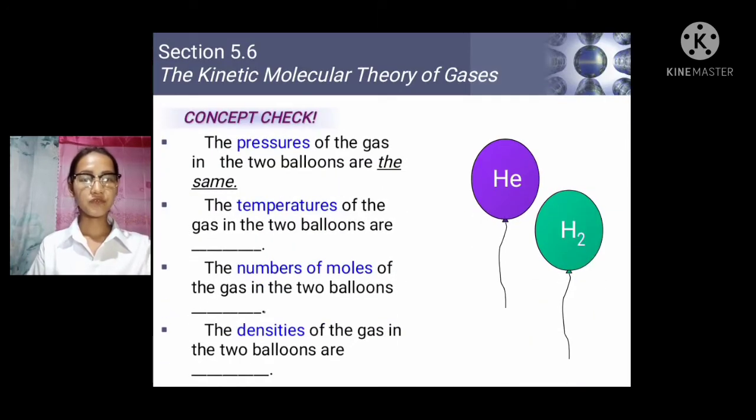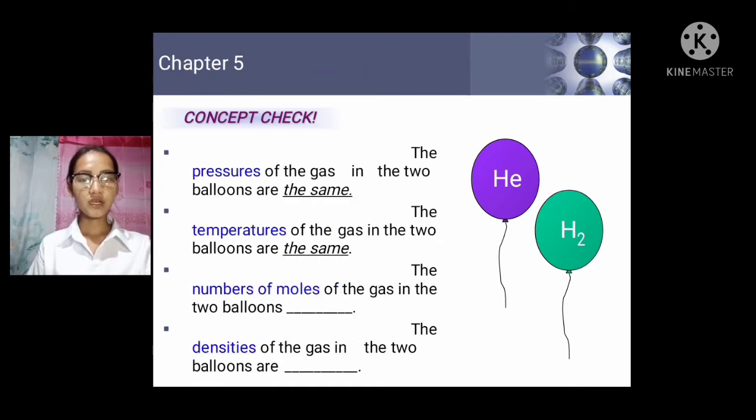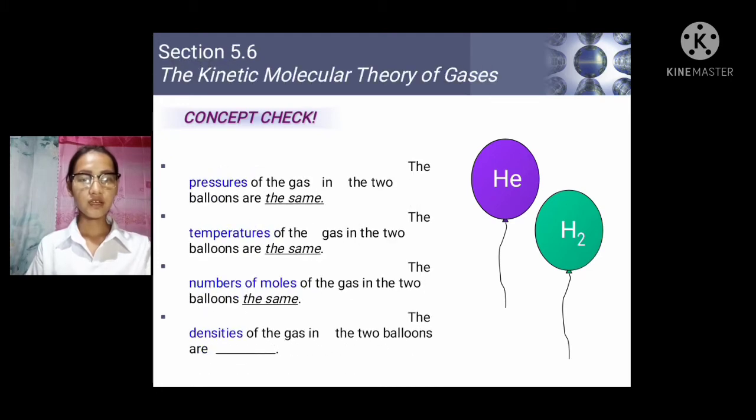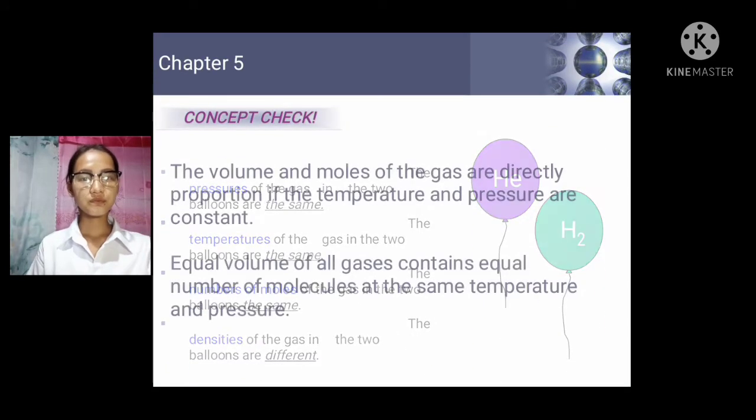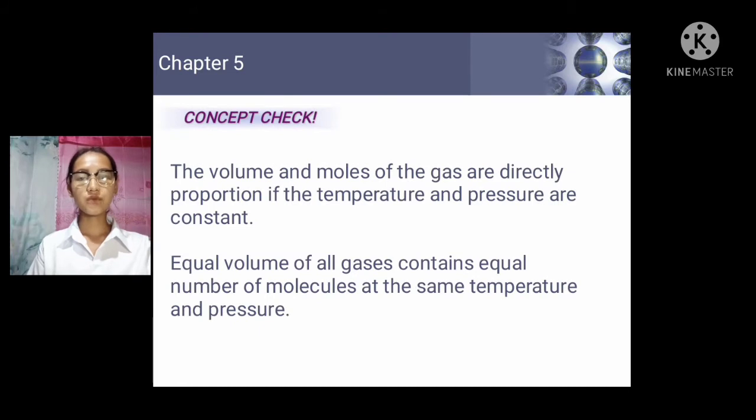The temperature of the gas in the two balloons is the same also. The number of moles of the gas in the two balloons is the same as well. The densities of the gas in the two balloons are different. So, to justify my answer: why are the pressure, temperature, and number of moles the same but the densities of the gas in the two balloons different?